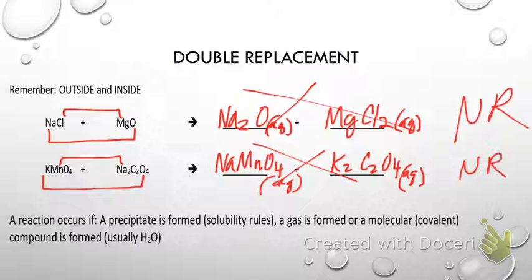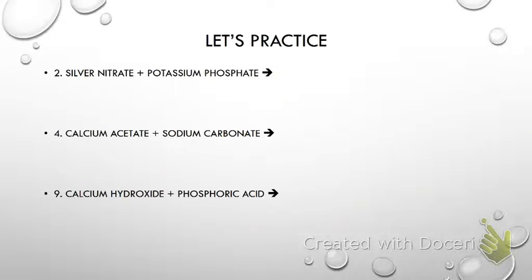NR, no reaction. A reaction occurs if I get a precipitate, a gas, or a liquid. Now let's do some other examples, and they're going to be reacting. I do these so we can get used to checking the solubility rules. These are in your packet. It's number 2, 4, and 9.